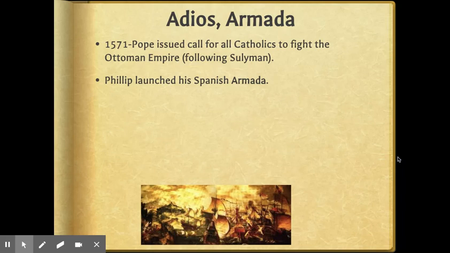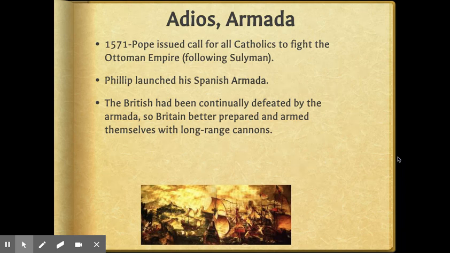His armada is a navy. And at this point, it was considered one of the best navies in the world. There was really only one navy that was superior, and that was Britain. Britain had historically continually been defeated by the armada, but Britain was smart. They learned from their mistakes. And so they had wound up studying how they lost in these battles, and preparing themselves with longer range cannons so they could shoot at the Spanish Armada from farther away. So the Spanish weren't prepared for this, and they're going to get defeated.